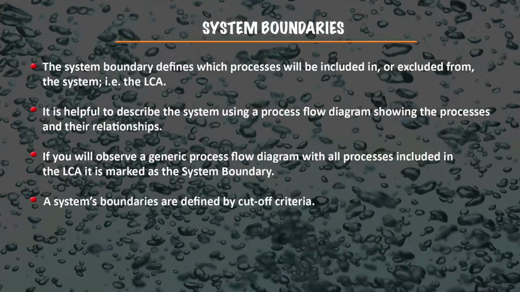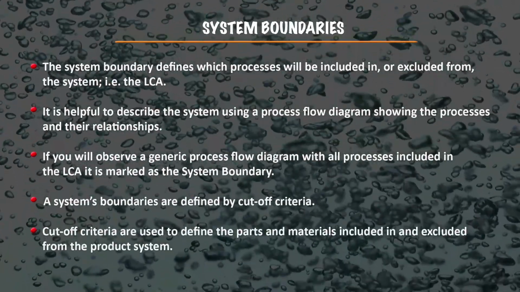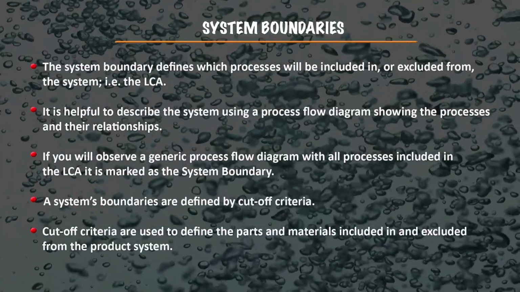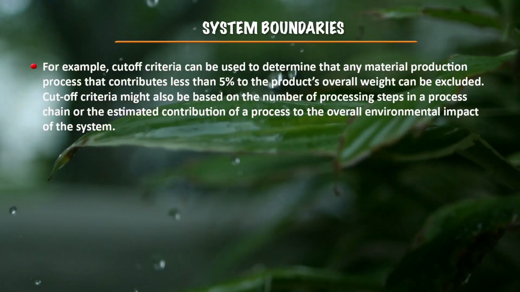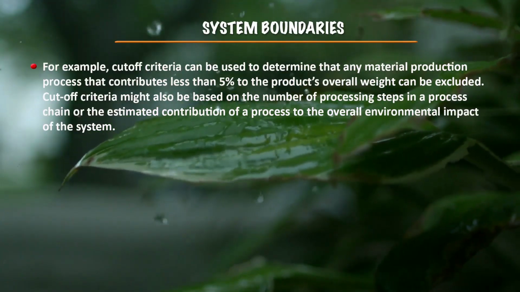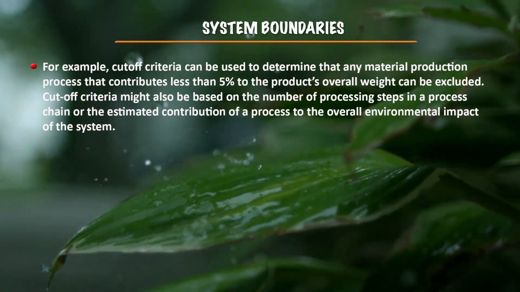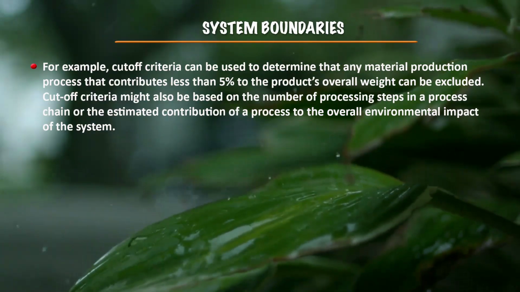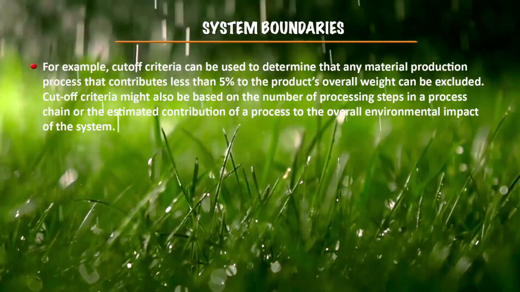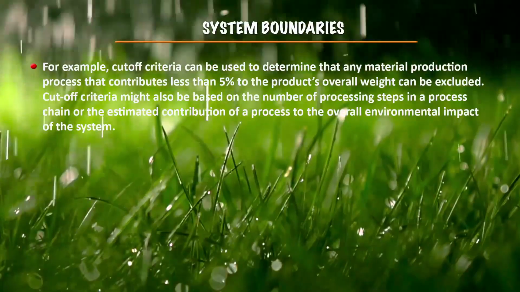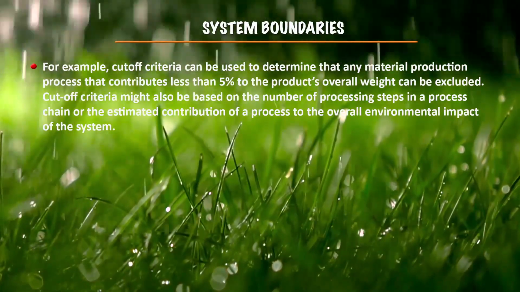A system's boundary is defined by cutoff criteria. Cutoff criteria are used to define the parts and materials that are included in and excluded from the product system. For example, cutoff criteria can be used to determine that any material production process that contributes less than 5% to the product's overall weight can be excluded. Cutoff criteria can also be based on the number of processing steps in a process chain, or estimated by the contribution of a process to the overall environmental impact of the system.